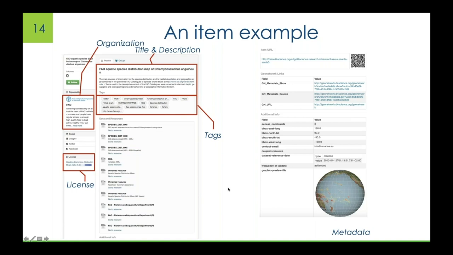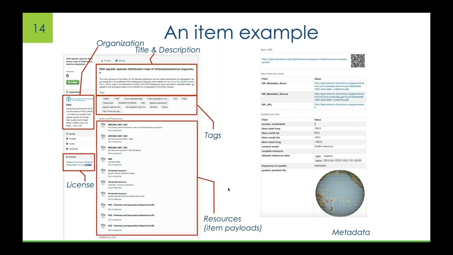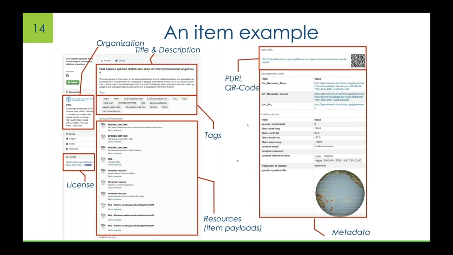And here we see an example. You see the title and description as it appears in the item page that you access through the catalog. These are the tags that have been added. The name of the organization, description of the organization, the license associated to the product, the number of resources, so the way this item can be exploited, so can be used.